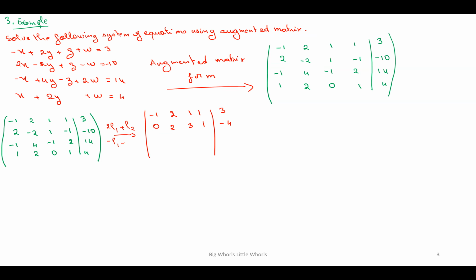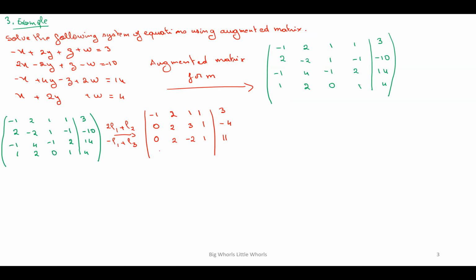And then for the third row, I'm going to use minus row 1 plus row 3, which should give me 0, 2, minus 2, and 1 here, because we have minus 1 plus 1 plus 2, which is 1, and here we will have minus 3 plus 14, which is 11. Is that okay?